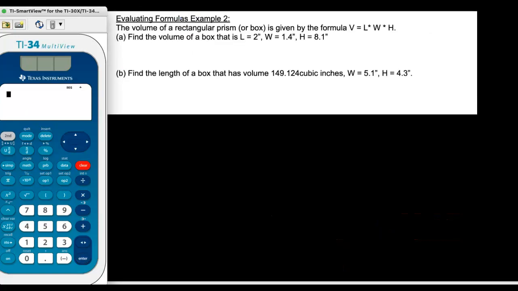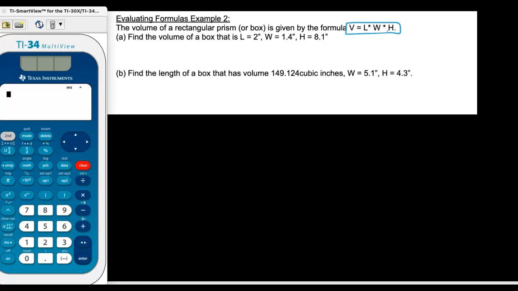In example 2, we're going to look at the formula for the volume of a rectangular prism, which is basically like a box. Think of a cereal box as a rectangular prism. If you want to find the volume of something like that, you just take the length times the width times the height, and that'll give you the volume.